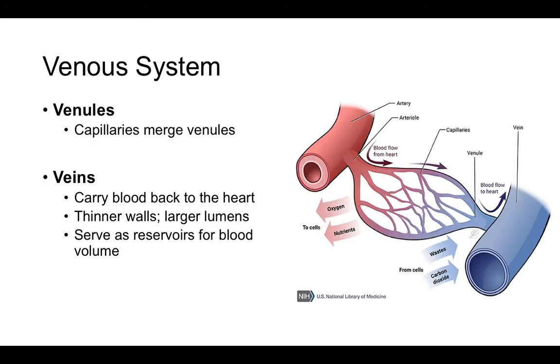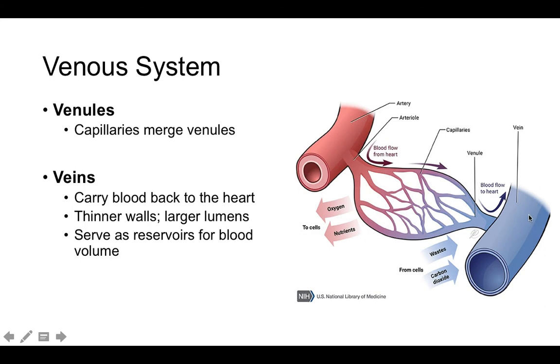And then we move to our venous system. We have two major parts of the venous system. We have the venules and the veins. So we've talked all through the arterial system. We've gone through our arteries, our arterioles, and then we have our capillary bed, and we move to our venules and to our larger capacitance vessels that we call veins.